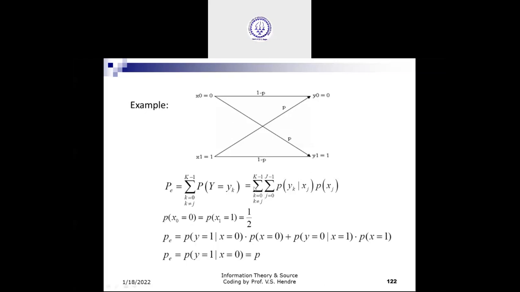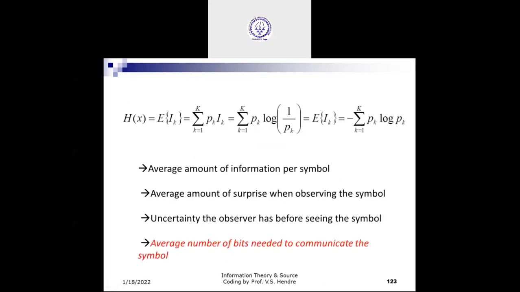And which is summation k is equal to 0 to k minus 1, j is equal to 0 to j minus 1, p of yk given xj multiplied by p of xj. Because we want to find out this value of p, we know the probability of xj, and we know the probability that xj is transmitted and yk is received. So if I assume that the probabilities of x0 and x1 are equal, that is half, we can calculate the probability of error, and that probability of error comes down to p, which is our assumption for the binary symmetric channel. So this is your binary symmetric channel.